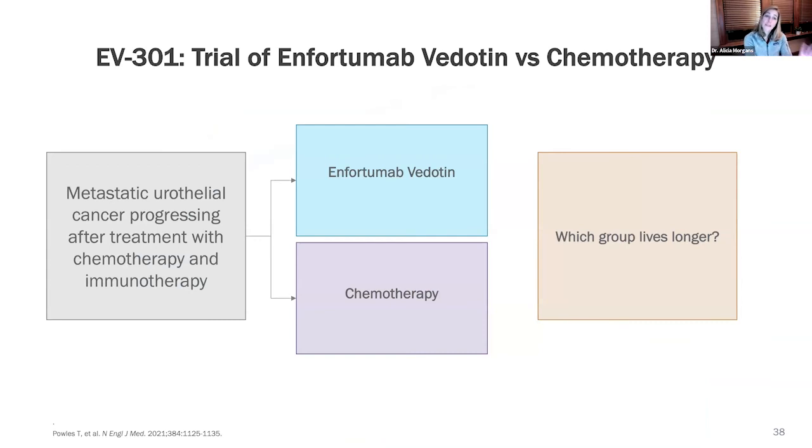So this is a schematic of a trial that recently has been presented looking at enfortumab vedotin. This included, on the left, people who have metastatic bladder cancer that's growing after chemotherapy and immunotherapy, so the two other treatment approaches that I showed you earlier. And people got either enfortumab vedotin or another different chemotherapy. And the study asks which group lives longer, which group is going to do better.